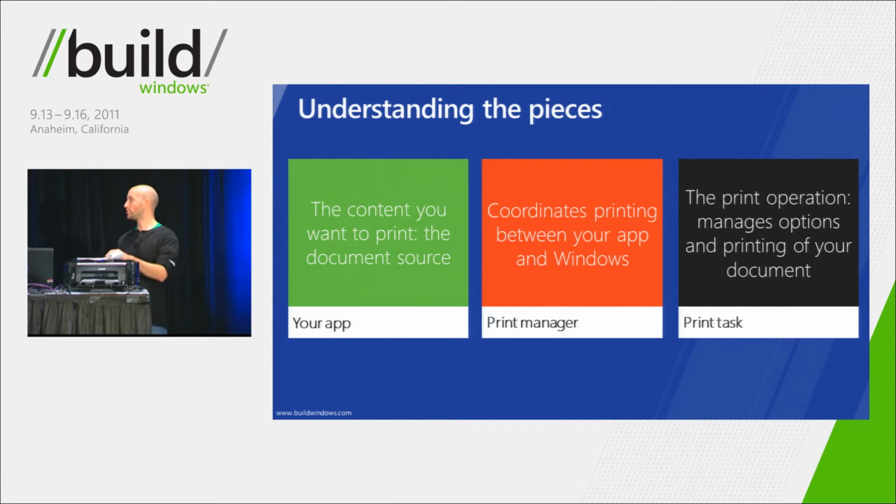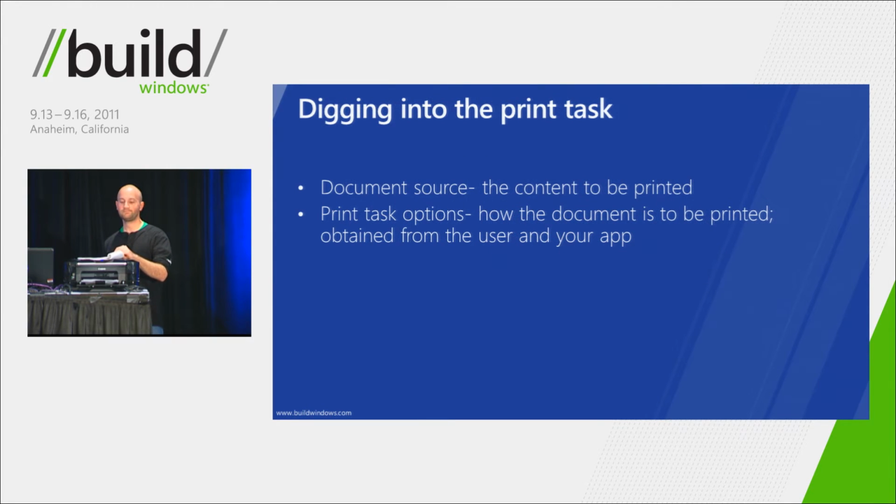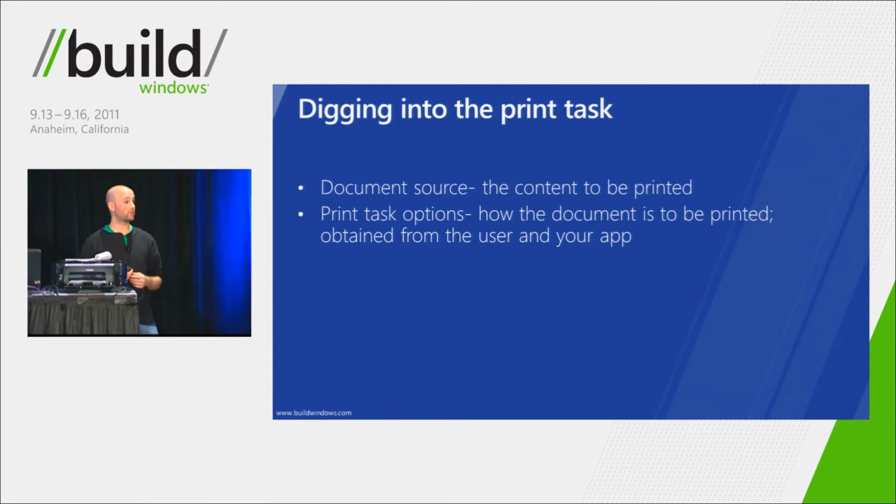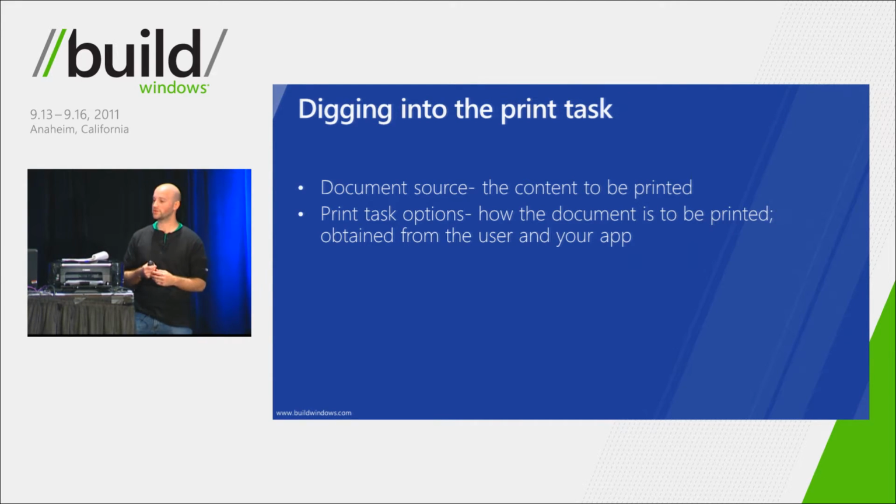So digging into the print task further, you see that it contains both the what as well as the how, both the content to be printed as well as how that content should be printed, because both are important to form the end result. So in this case, when we're referring to the document source, it's really about the content, the stuff that you want to print.